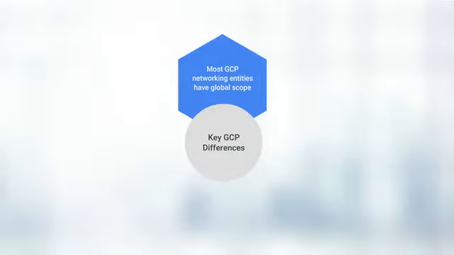In summary, most of the networking entities in Cloud Platform, such as load balancers, firewall rules, and routing tables, have global scope. More importantly, networks themselves have global scope. This means you can create a single private IP space that is global, without having to connect multiple private networks and manage those spaces separately.